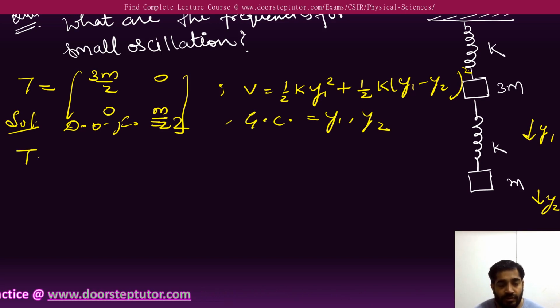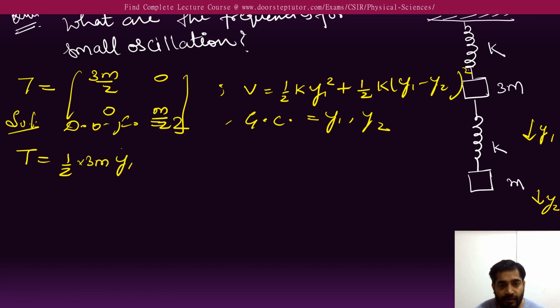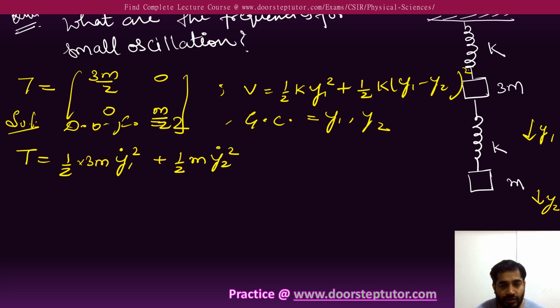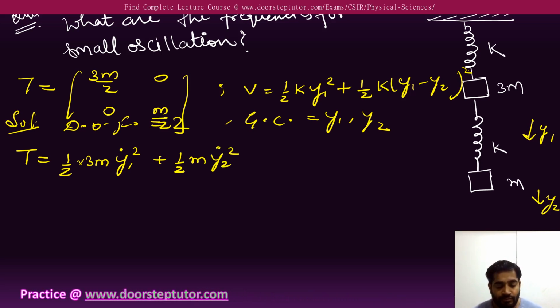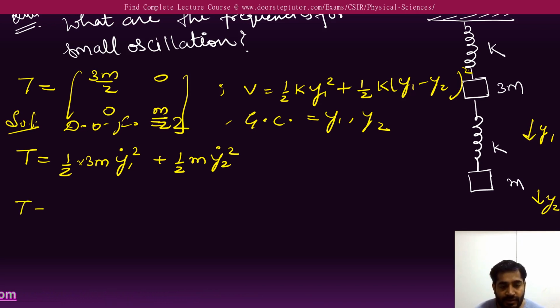So I can write half m1, and m1 is 3m, so it's half 3m y1 dot square plus half m y2 dot square. This is the kinetic energy. Now, can we write this in a matrix format? Obviously, it's very easy to write.